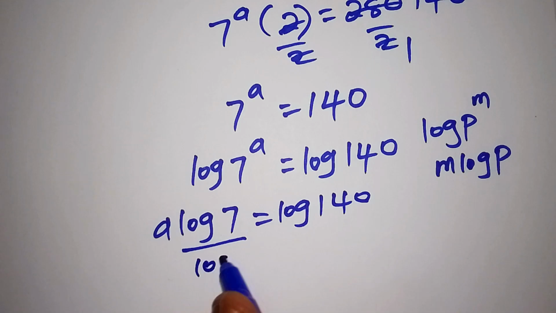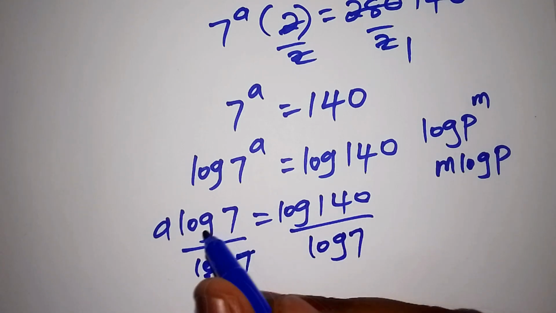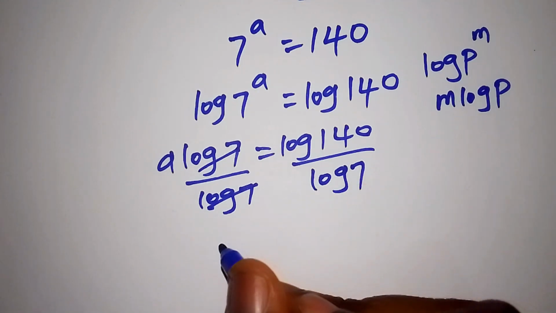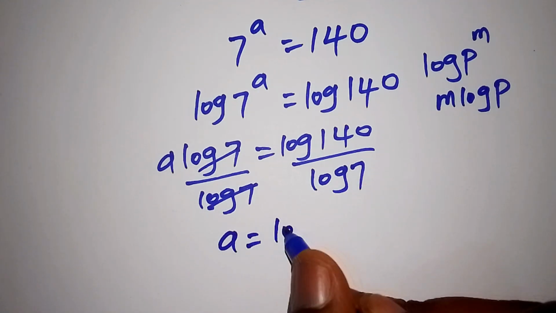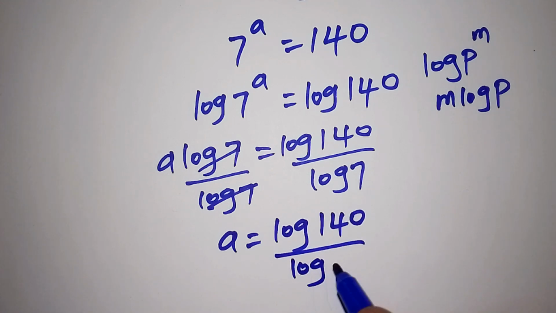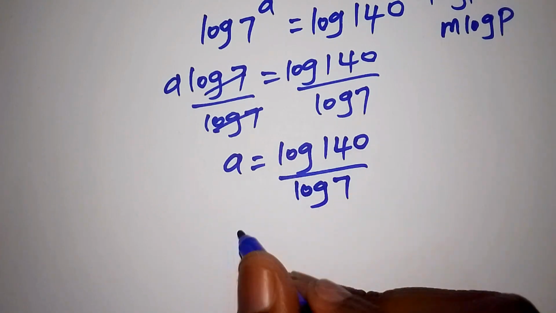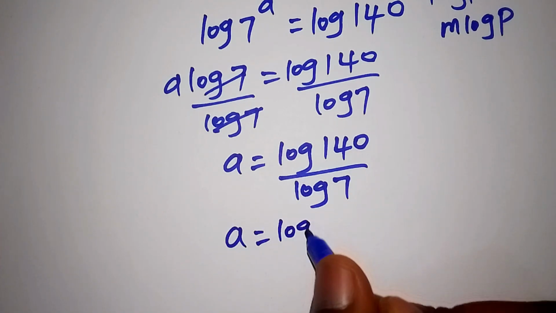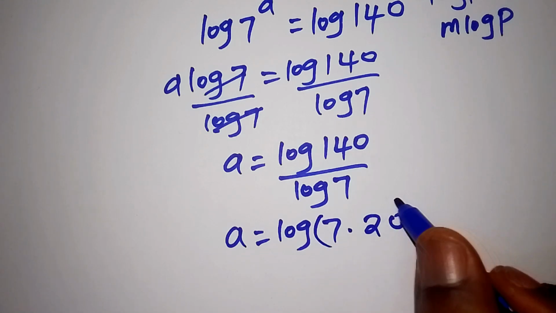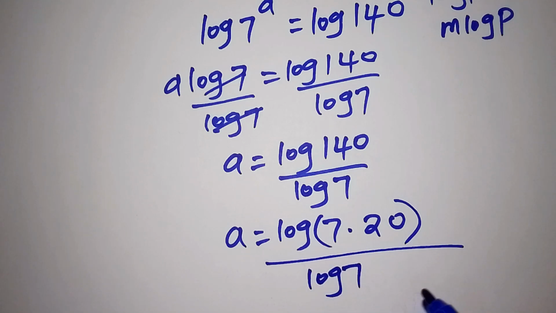Divide both sides by the log of 7, so that we cancel it out. So our value for a is equal to the log of 140 all over the log of 7. So factorize it very fast. Now a shall be equal to the log of 140, which can be written as 7 multiplied by 20, because 7 multiplied by 20 is 140, all over the log of 7.